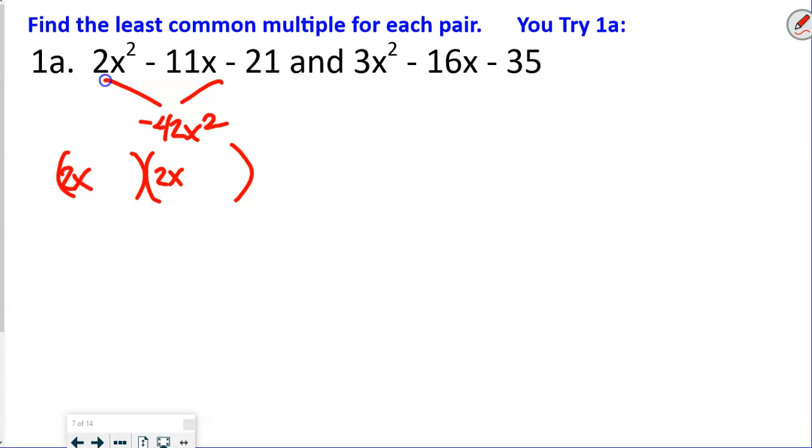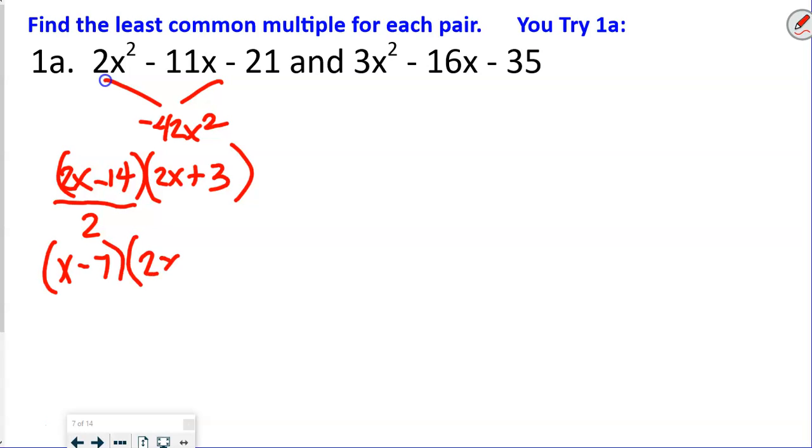So we got 1 and 42, 2 and 21, 3 goes in there 14 times. Oh, yeah, so it would be -14 plus 3, okay? Remember, there's a GCF over here, so we got to factor that out. So this is going to be x minus 7, and this one's going to be 2x plus 3, okay?